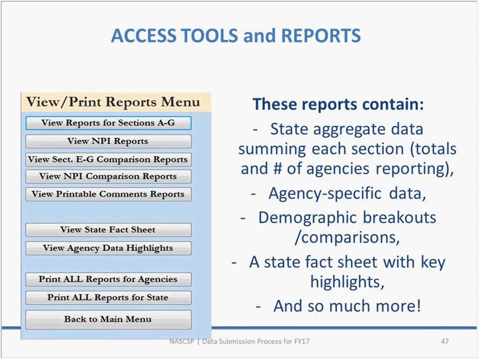This is some of the available reports: sections E and G comparison reports, NPI reports, the fact sheet. Data highlights are some of the data points that come from the state fact sheet. So if you haven't yet seen what's available, please do. There's a lot of information there that's right at your fingertips. Any of the local agencies that might be on the phone, you can always contact your state office and work with them if there's data that you need to get out of the database in certain ways.